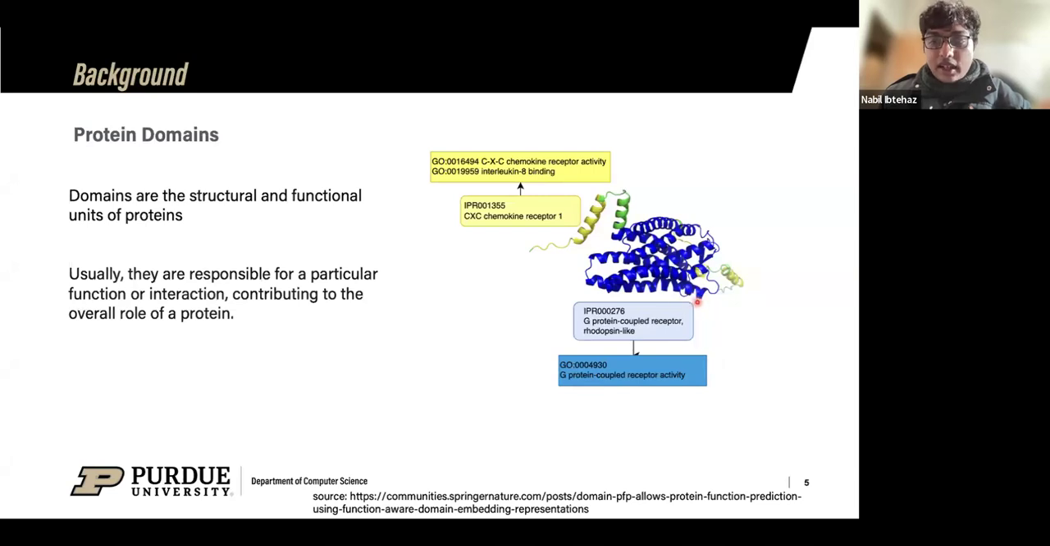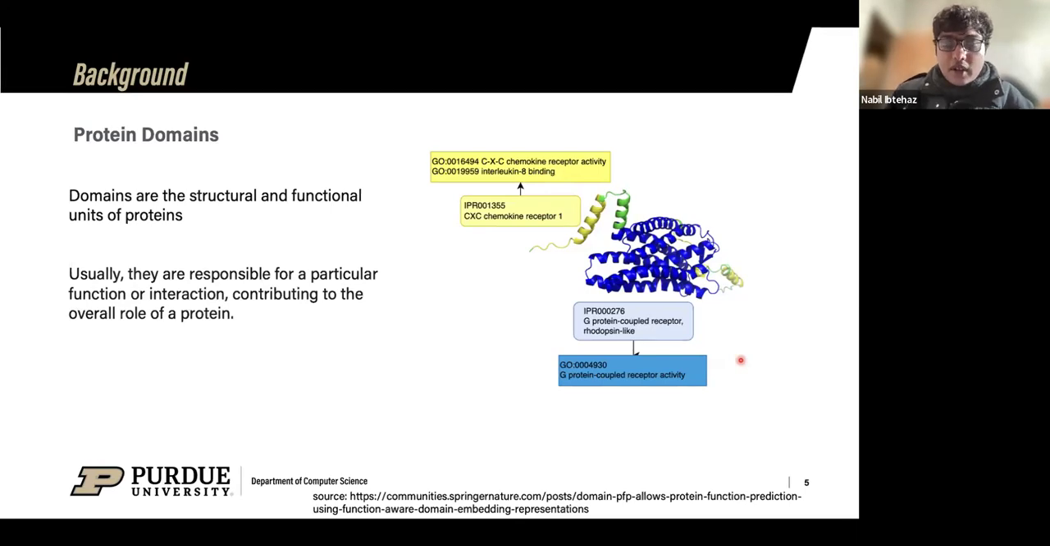One domain, colored in blue, is IPR276, which is G protein-coupled receptor, rhodopsin-like, and it performs the function GO:4930, which is general G protein-coupled receptor activity. But this protein also has another domain. The one we have here colored in yellow is called IPR1355, and it's a CXC chemokine receptor 1. And this domain performs these functions. One, it performs CXC chemokine receptor activity in general, and also it performs interleukin-8 binding. So ultimately, due to the presence of these domains, this protein performs these three functions.